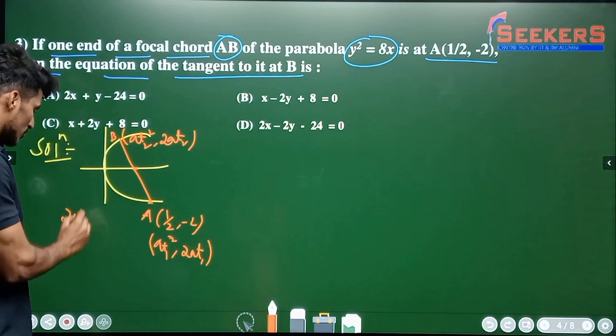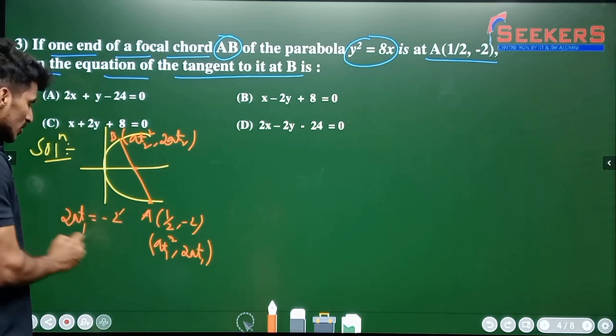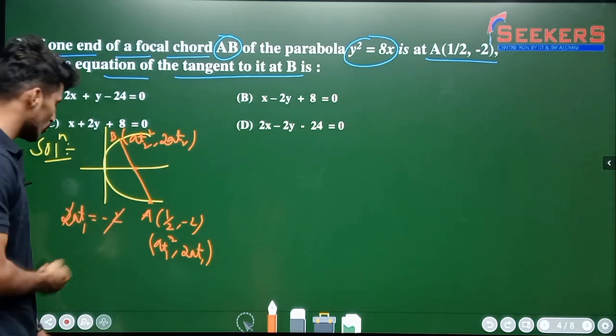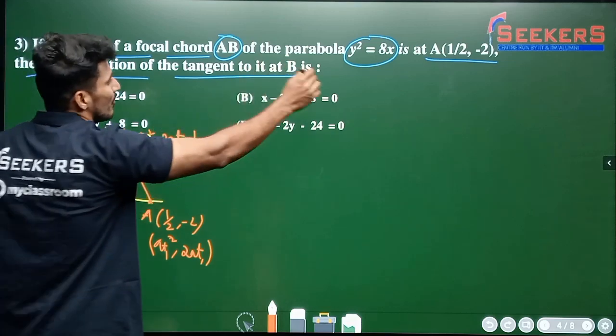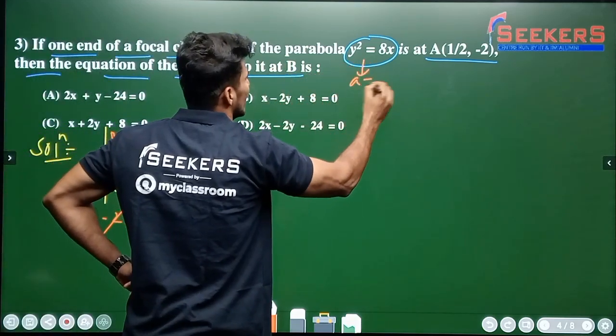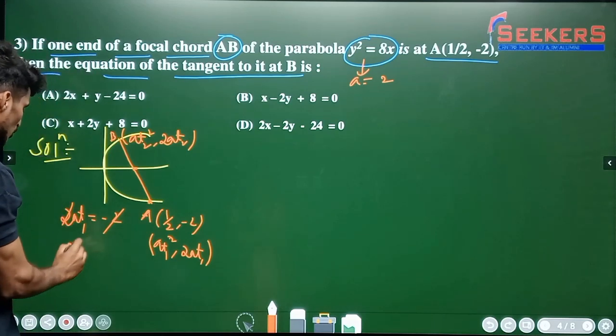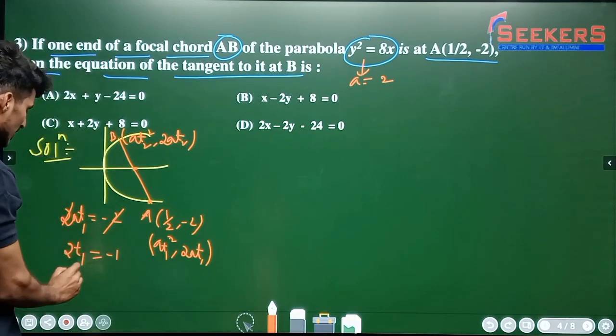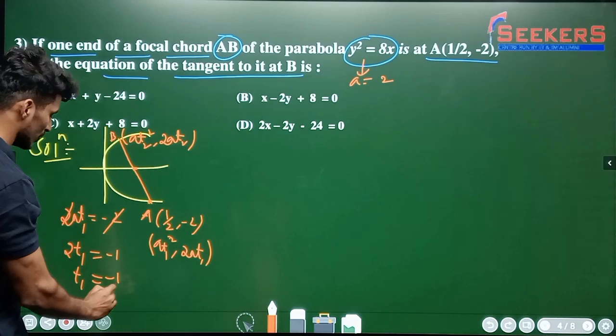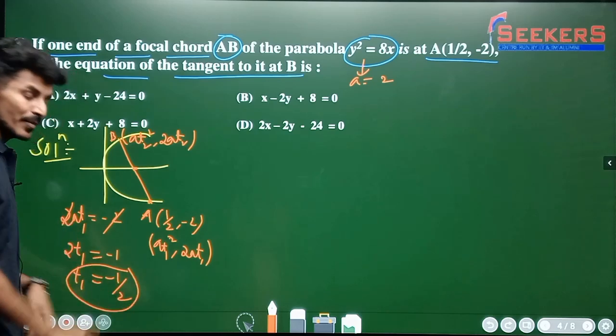Now 2at1 is going to be minus 2, so the 2 will get cancelled. And from the parabola, first of all, you find the a value. The a value is 2. That a value is substituted over here. So 2t1 is going to be minus 1, then t1 is going to be minus 1 by 2. So t1 is minus 1 by 2.